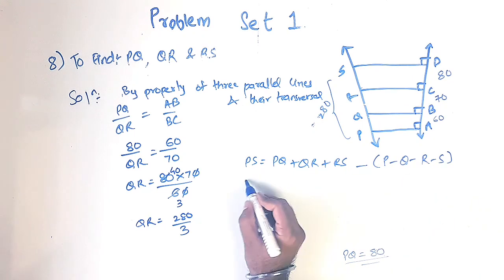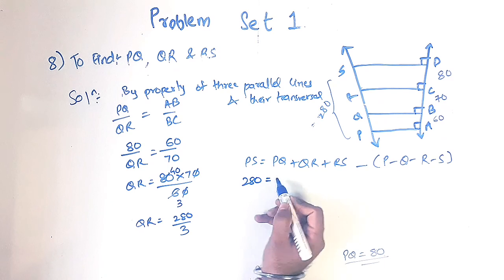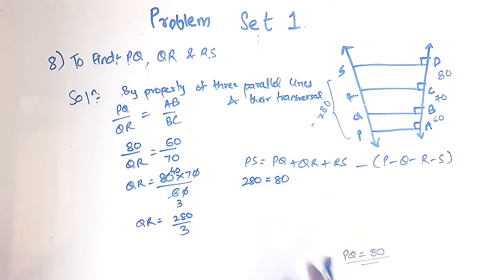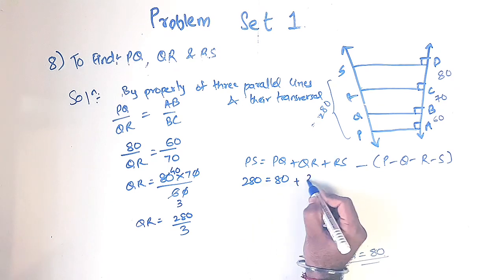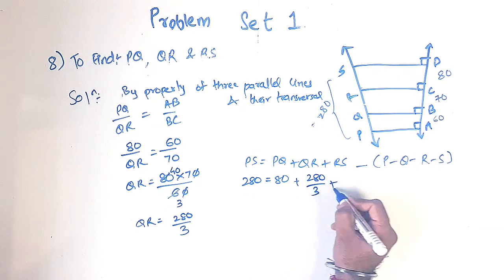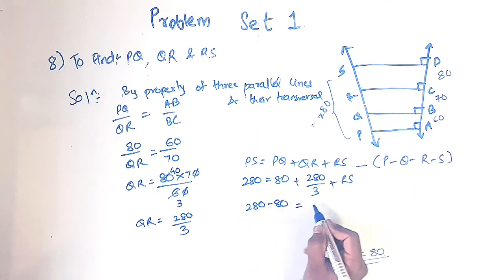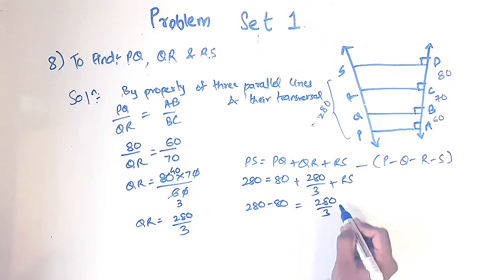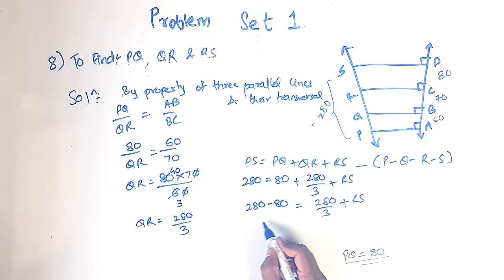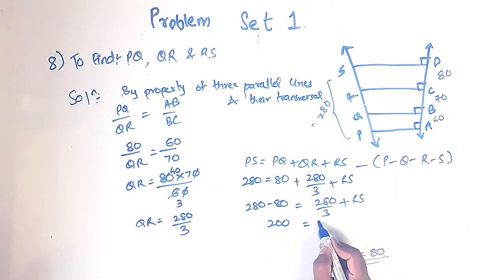Now PS I'll write 280. PQ, this is 80 we got. QR we got 280 by 3, and RS we have to find. So if I move this here, 280 minus 80, I am keeping only these two, RS. So this becomes 200 equals 280 upon 3 plus RS.